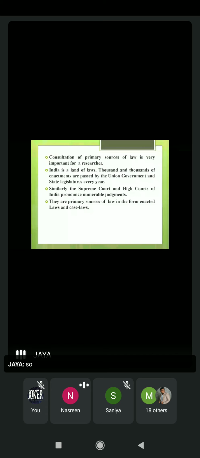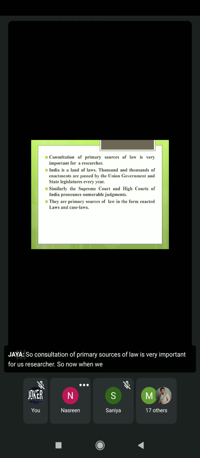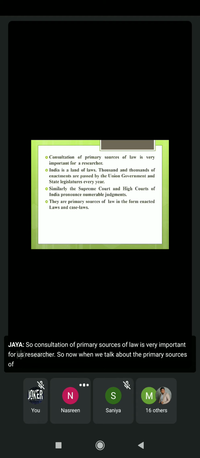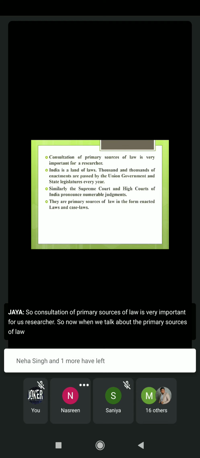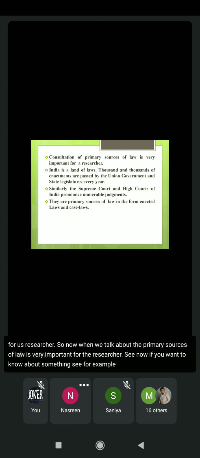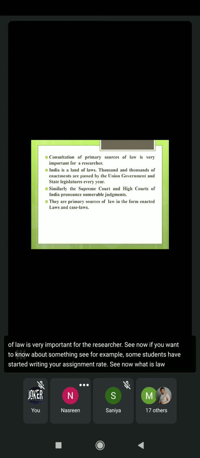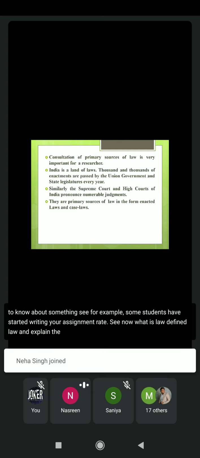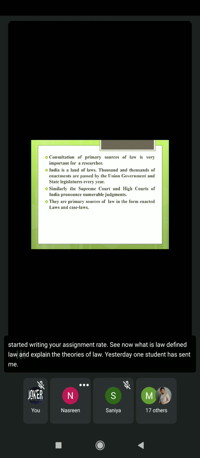So consultation of primary sources of law is very important for a researcher. See now, if you want to know about something, right? See now, what is law? Define law and explain the theories of law. Yesterday, one student sent me all the information, ma'am. I have collected this information.